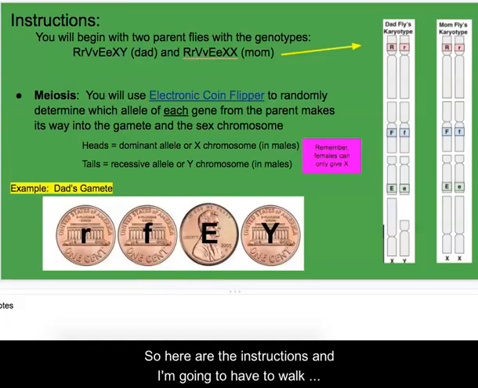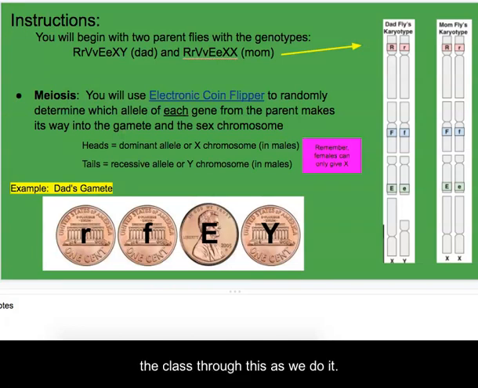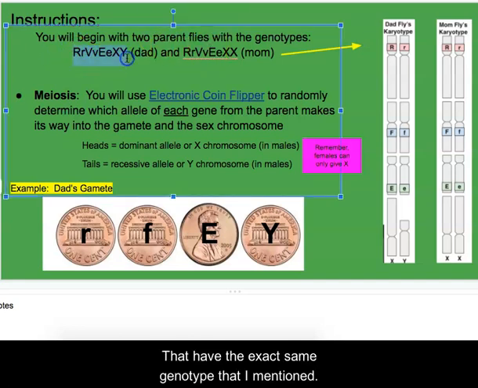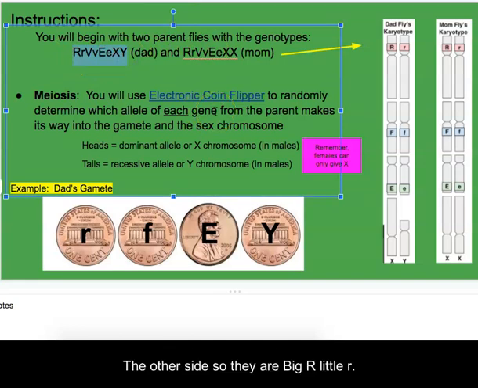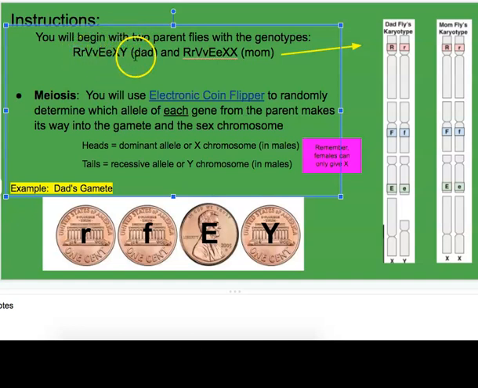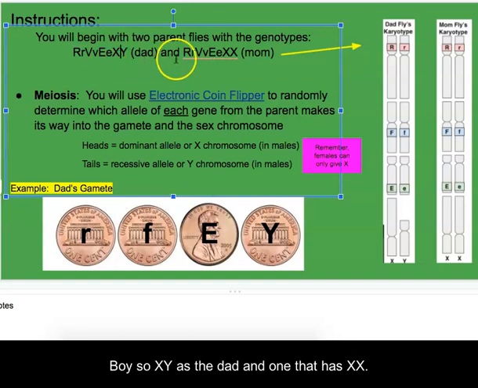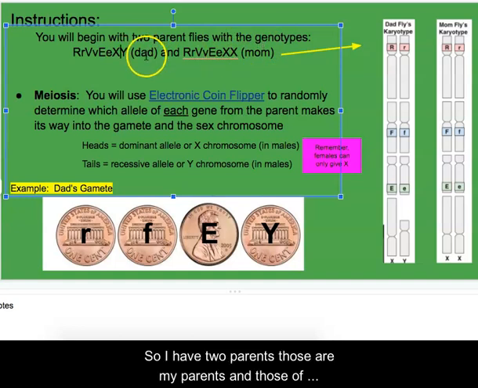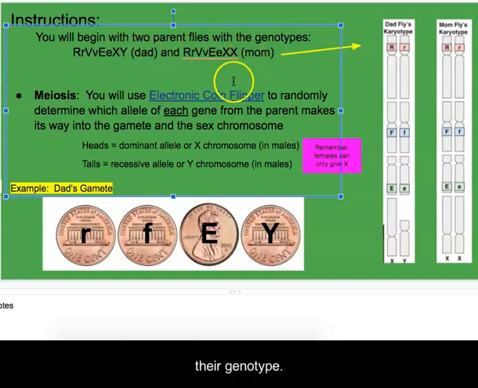So here are the instructions, and I'm going to have to walk the class through this as we do it, but we are going to begin with two parent flies that have the exact same genotype that I mentioned on the other slide. So they are big R, big V, big E, little e. So that part we already knew. And then I have one boy, so XY as the dad, and one that has XX, the mom. So I have two parents. Those are my parents and those are their genotypes.